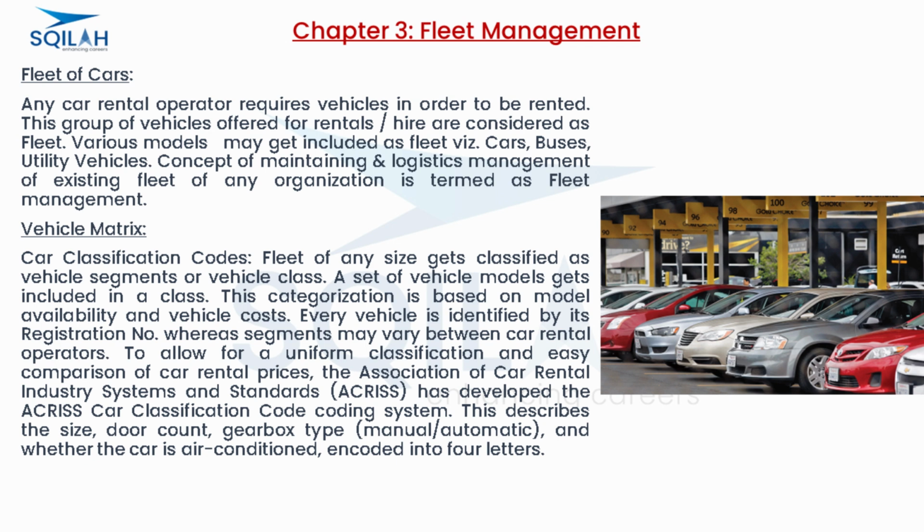Vehicle matrix. Car classification codes. Fleet of any size gets classified as vehicle segments or vehicle class. A set of vehicle models gets included in a class. This categorization is based on model availability and vehicle costs. Every vehicle is identified by its registration number, whereas segments may vary between car rental operators. To allow for a uniform classification and easy comparison of car rental prices, the Association of Car Rental Industry Systems and Standards, ACRIS, has developed the ACRIS Car Classification Code coding system. This describes the size, door count, gearbox type, manual/automatic, and whether the car is air-conditioned, encoded into 4 letters.